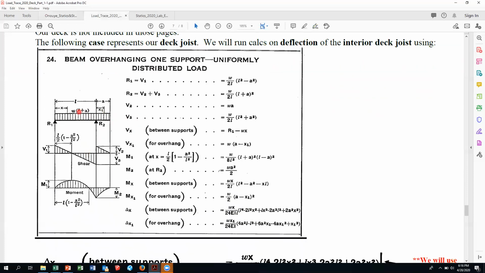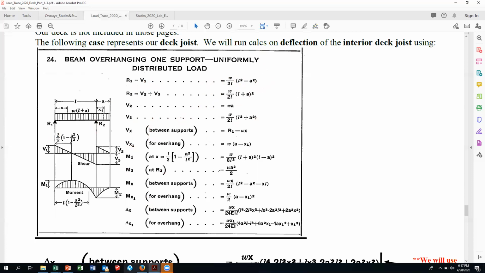This is the loading diagram of our deck, where R1 is the ledger, which is structurally connected to the foundation wall. R2 was the main girder, which is supported by columns, which is eventually supported by Mother or Father Earth. So actually one of you in your homework was able to calculate the reactions using these formulas, okay? And in structural theory, you'll get into these formulas a lot more.